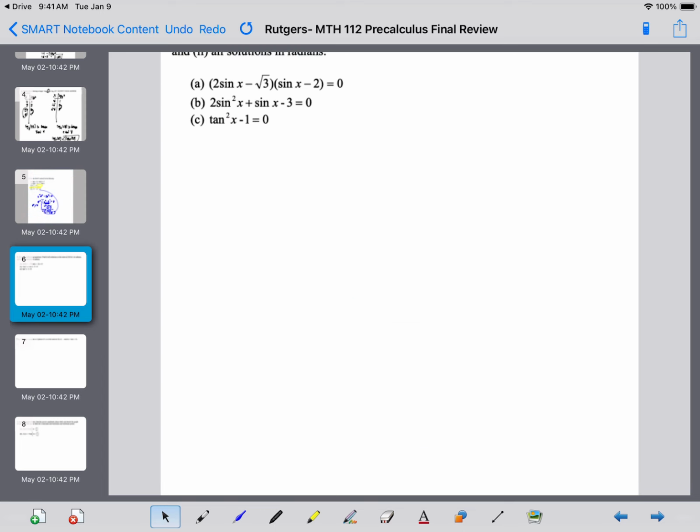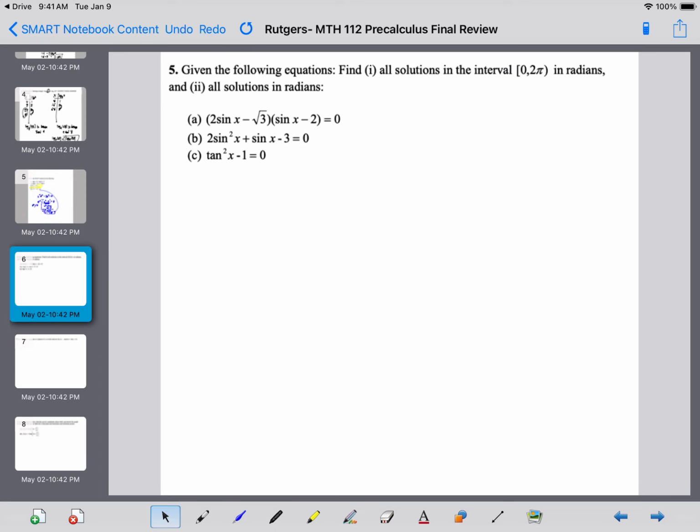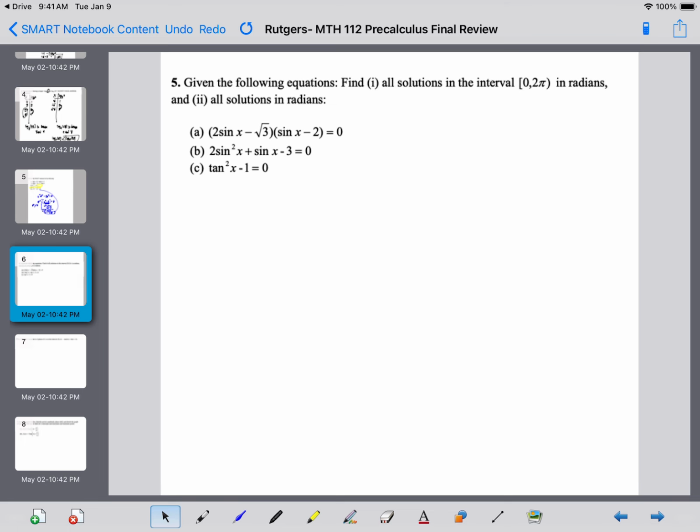Now for 5. Given the following equations, find all the solutions in the interval 0 to 2 pi in radians and all solutions in radians. Find all solutions in the interval 0 to 2 pi in radians.